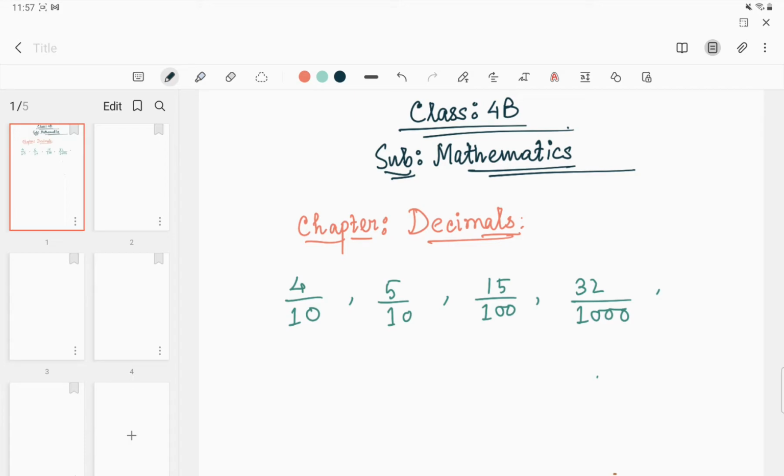Today we will introduce a new lesson, that is decimals. We just have completed the chapter fraction, and I have written some fractions on the screen. They are 4 by 10, 5 by 10, 15 by 10, 32 by 1000. Interesting fact is, these fractions are known as decimal fractions.